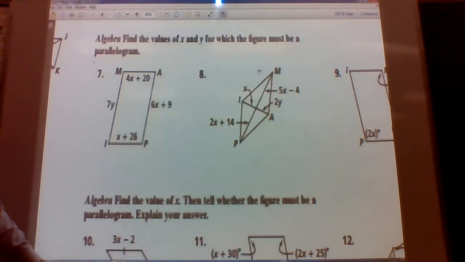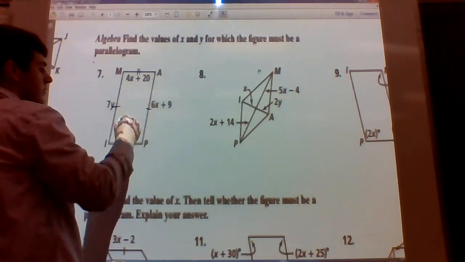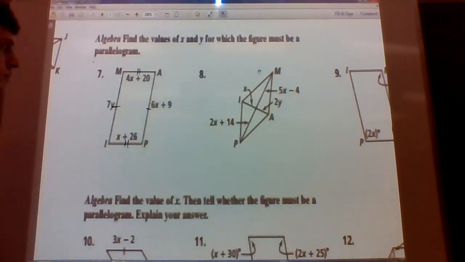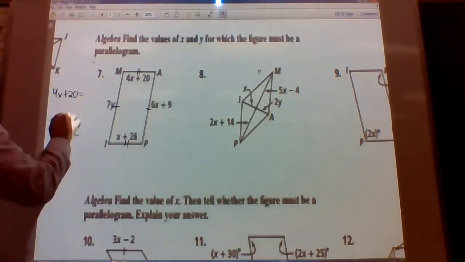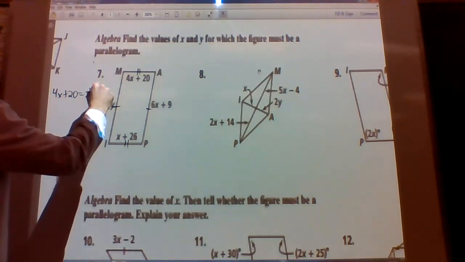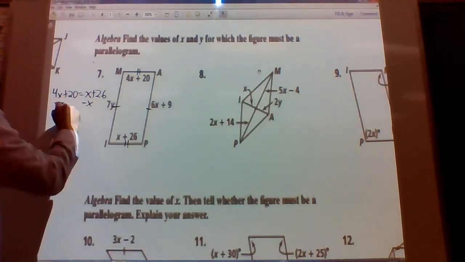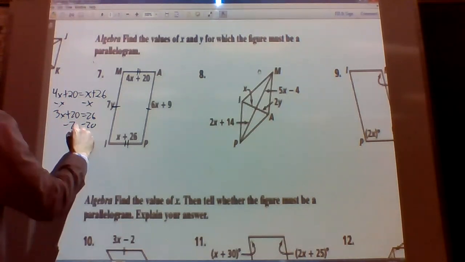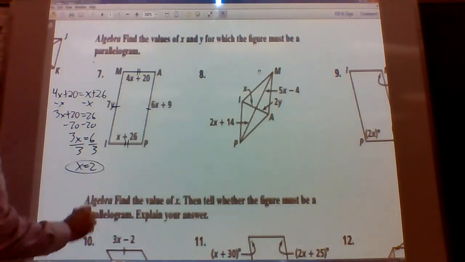Find the values of x and y for which the figure must be a parallelogram. So in order to be a parallelogram, we know opposite sides have to be congruent. So we know MA is going to be congruent to IP, so we can set those equal to each other. 4x plus 20 equals x plus 26. Subtract x from both sides, we get 3x plus 20 is 26. Subtract 20 from both sides, we get 3x equals 6. Divide by 3, x is going to equal 2.